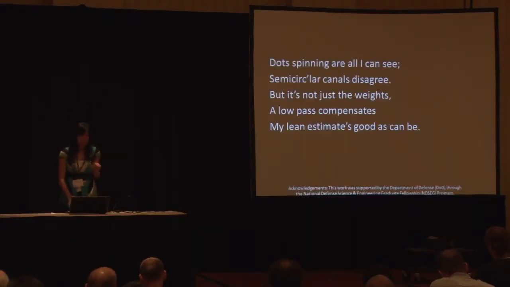And I'll leave you with: dots spinning are all I can see. Semicircular now disagree. It's not just the weight. A low pass compensates. My lean estimate is as good as can be.